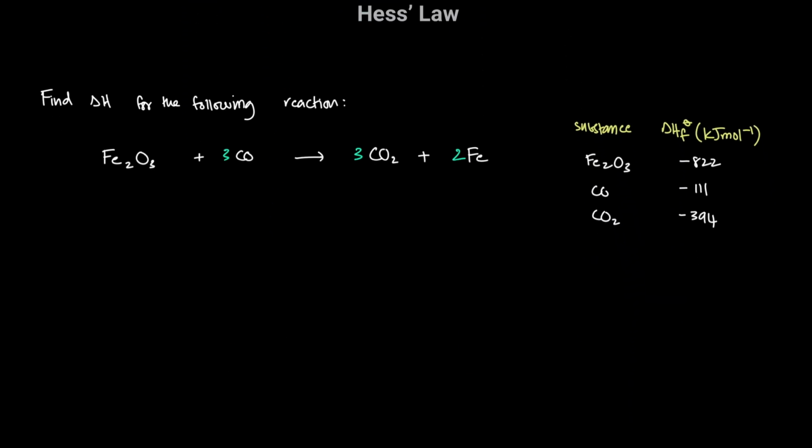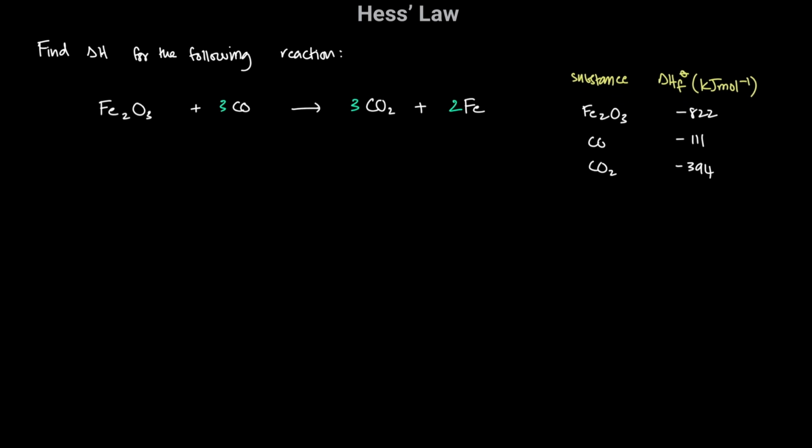The next question is here. We have to find the enthalpy change for the following reaction. This is the reaction in the extraction of iron, where iron(III) oxide in the ore reacts with carbon monoxide to form carbon dioxide and iron metal. We want to find the enthalpy change for this reaction, and we've been given the standard enthalpy changes of formation for the reactants and the product.